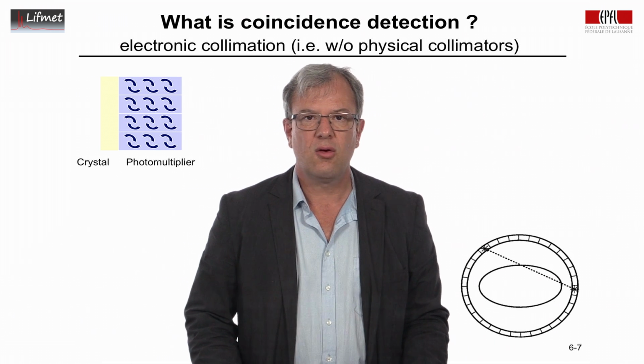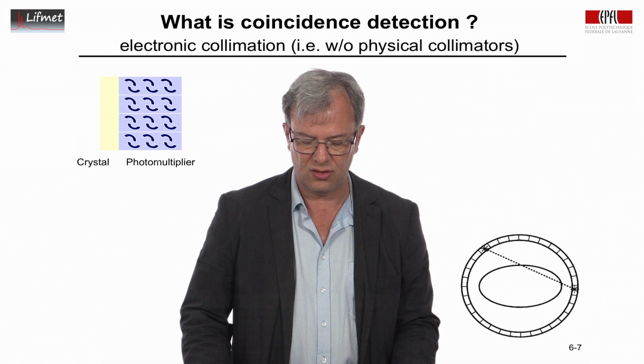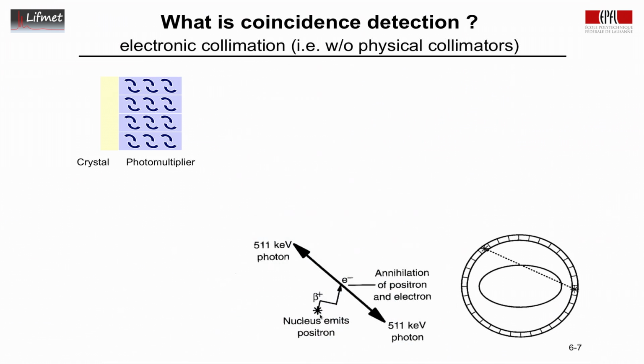So what is coincidence detection? What do we do when we do coincidence detection? Just as a reminder, we'll start out here. We have the positron that's emitted by the nucleus, diffuses, annihilates with the electron, and produces two 510 kiloelectron volt X-rays that are going in opposite directions. We detect them simultaneously, and this establishes lines of incidence. Along this line has been the event.